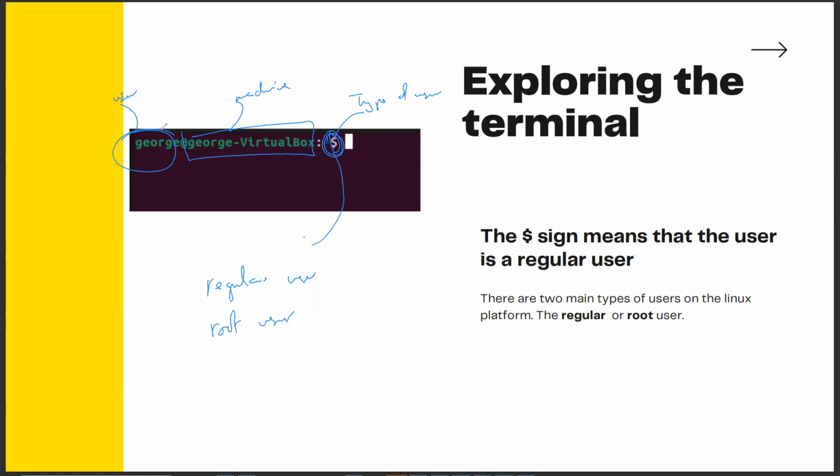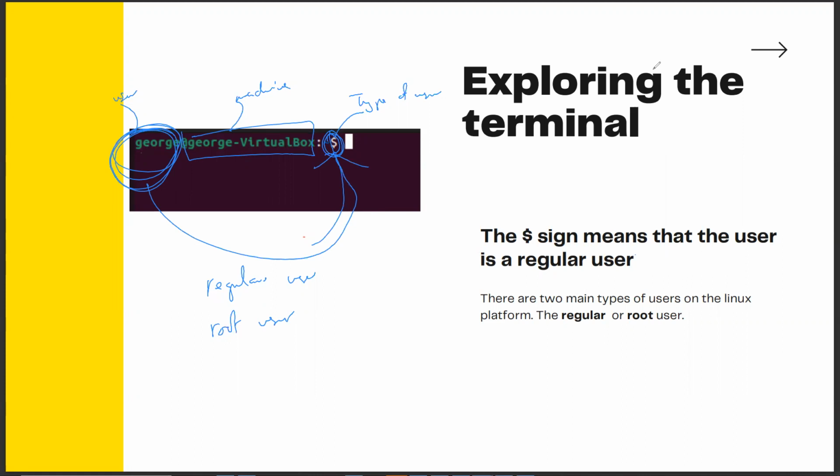Even though this is saying that the person who is logged in is called George, this is telling you that George is a regular user. Or I'm logged in as a regular user. This is what this is saying. And this is just what this particular thing is saying.